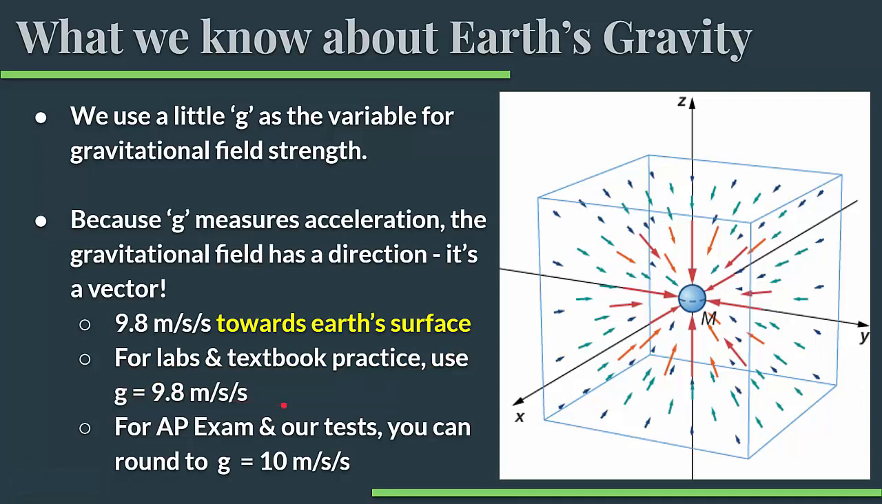However, you are encouraged on the AP exam, on your unit tests in this class, to use a rounded value of 10 meters per second squared because it makes your math easier. And when you're taking the AP test, those are valuable seconds. And so you can use this rounded value there. But if you're doing a lab, this is not going to be precise enough for what we want. And so again, anytime we're doing a lab, please use the more precise value of 9.8 meters per second squared.